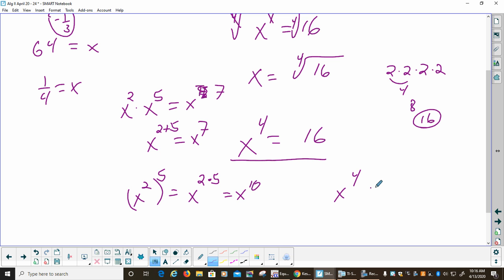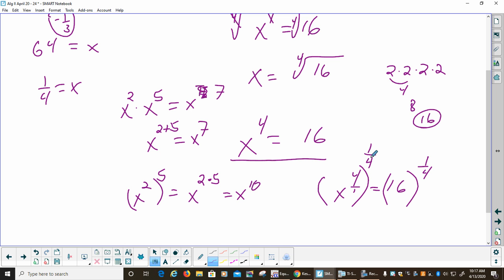X to the fourth is equal to 16. I want that power of 4 to go away. I'm going to raise, and if I do it to one side, I got to do it to the other side. I'm going to raise both sides to the reciprocal power. It's 4 over 1. I'm going to raise it to the 1 over 4.